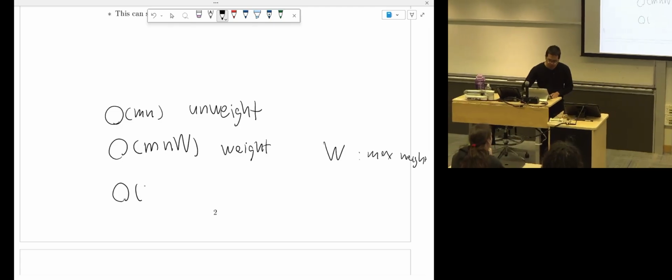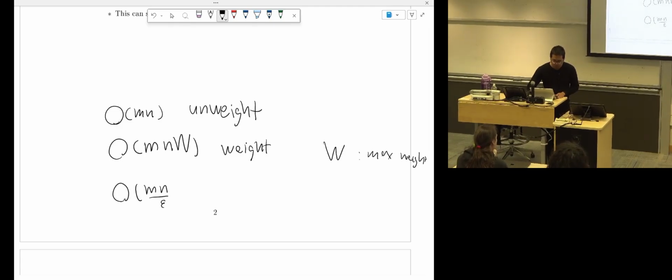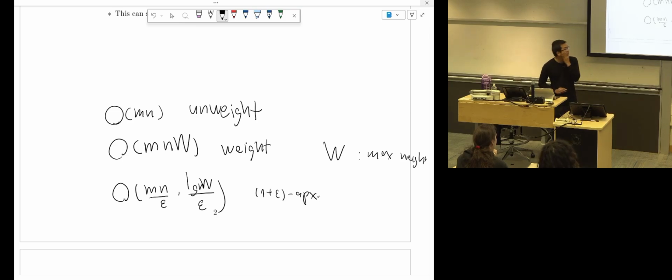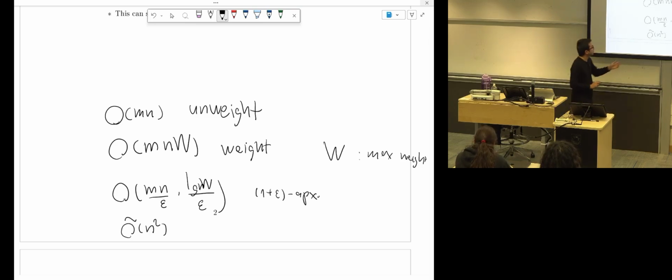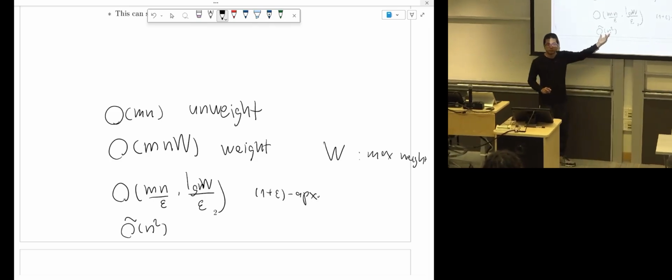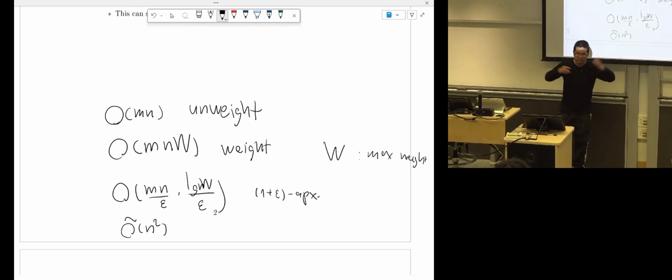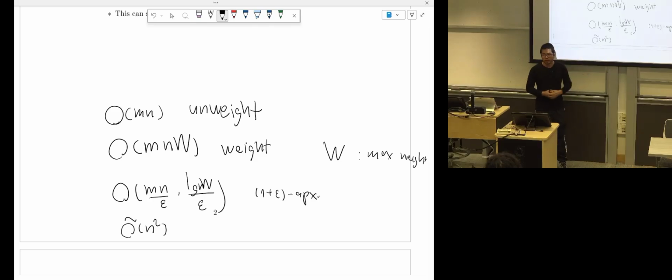Something like Mn over epsilon for each scale, and that's going to be something like this many scales. But this is now a 1 plus epsilon approximation. Okay, that's the type of running time that we got. And the goal of today is to improve it further. We want to spend time that is close to n squared. So this is going to be at least near optimal if the graph is dense. The total time to maintain the whole thing is just close to n squared.